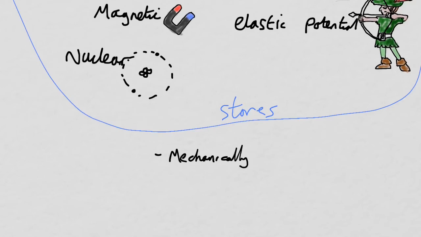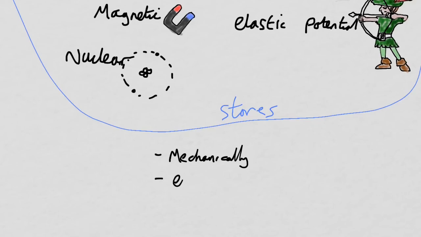When I say mechanically, that means a force is doing work, or a force is being applied to that object. For example, if I was to take a box and push it, I'm transferring energy mechanically into the box's kinetic energy store because it's moving, and the surrounding thermal energy store because of friction between the box and whatever surface it's on.